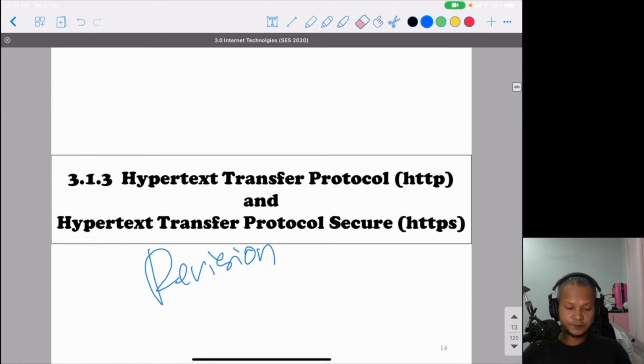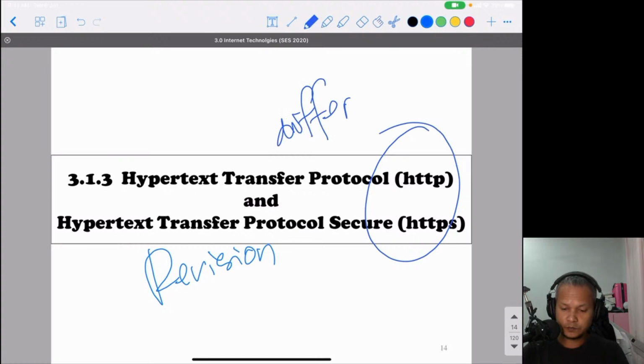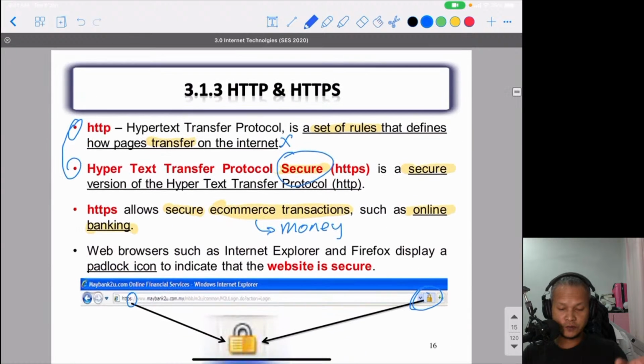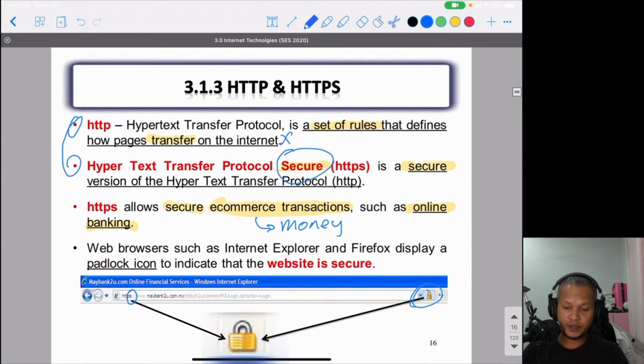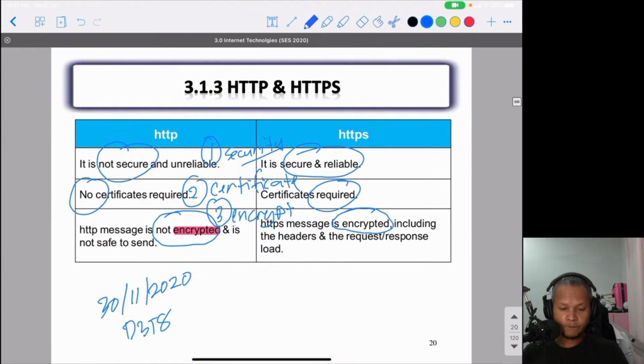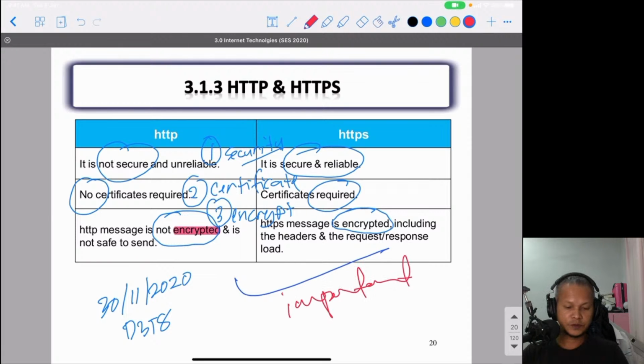Okay, we go next. Hypertext, HTTP and HTTPS. What is the difference between the two kinds? And then you need to know what is secure, the function of secure for HTTP and HTTPS. What is different is that one has no S, and the other has an S. This is very important. Okay, important, need to know.